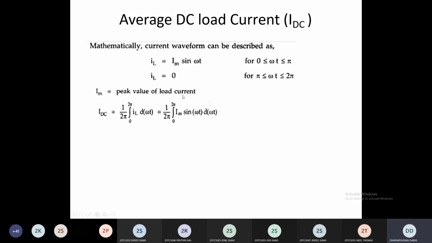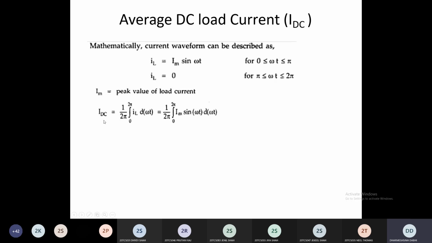Here Im is the peak value of load current, and that is constant. So Im and 2 pi is constant, so Im by 2 pi is constant, and take only the integration of this sin omega t. So what is the integration of sin omega t? Minus cos omega t. Yes, very good. So take the integration of minus cos omega t from 0 to pi. Clear? Because you get the output only between 0 to pi.